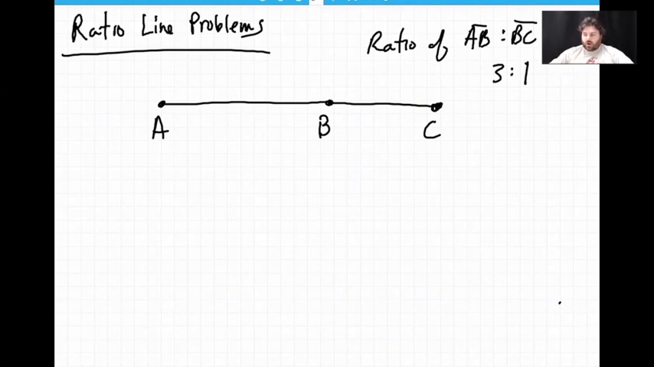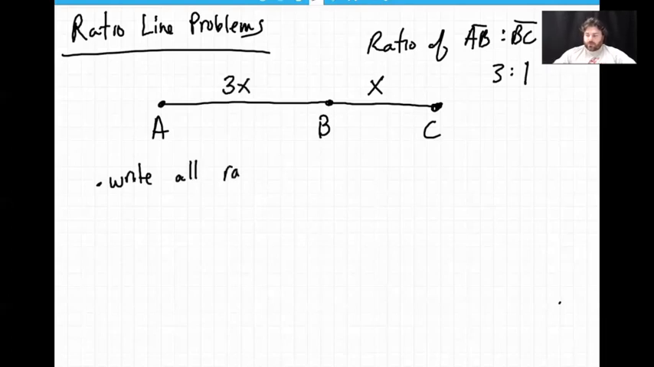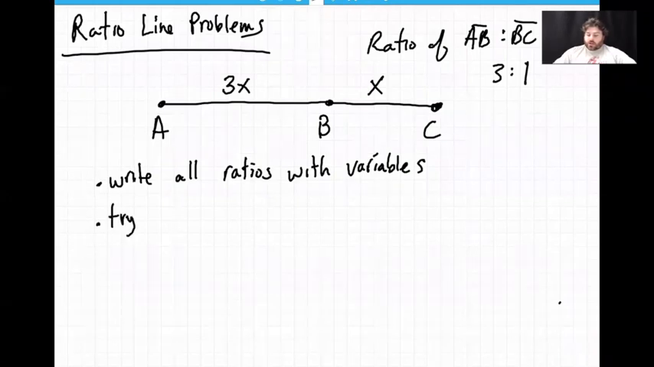Okay, so we'll call this X, and then we'll call this 3 times X. Okay, that's kind of the main idea here. That's the first starting idea. Okay, so one thing you've got to remember to do is to write all ratios with variables. So you want to introduce some variables, and variables are important because they help us set up equations, okay? All right, so you want to try to write all segments in one variable, if possible.